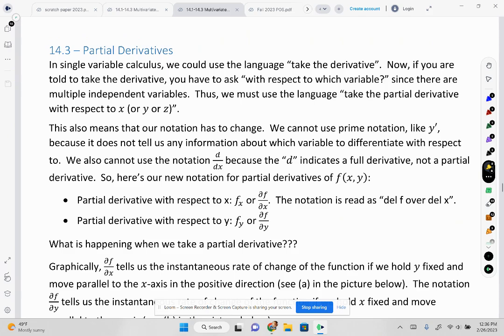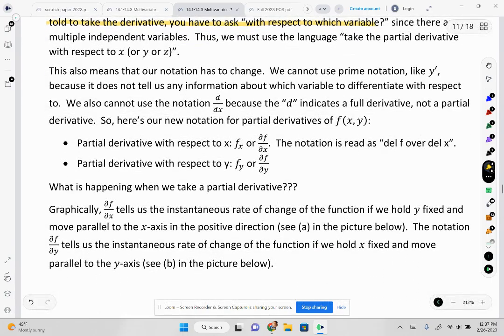The biggest thing that could throw you off is if the function was not y equals f of x, maybe it was like h is a function of t or something like that. So just different letters get thrown in. But now if you're told to take a derivative, you have to ask with respect to which variable. On top of that, we also need new notation because before, if we were going to take a derivative, we would use d dx, and we would apply d dx, the derivative with respect to x, to the function of x, and then go ahead and take the derivative.